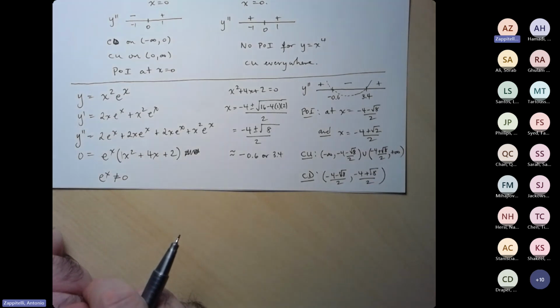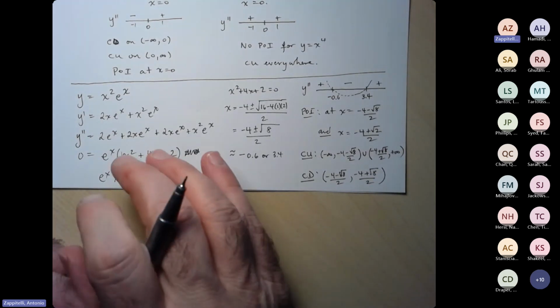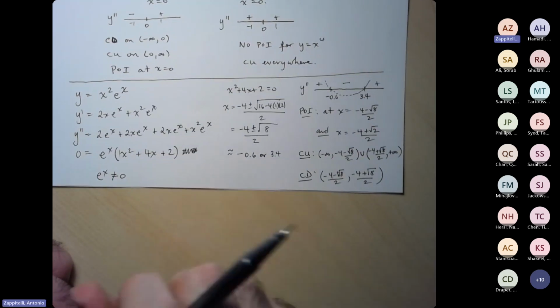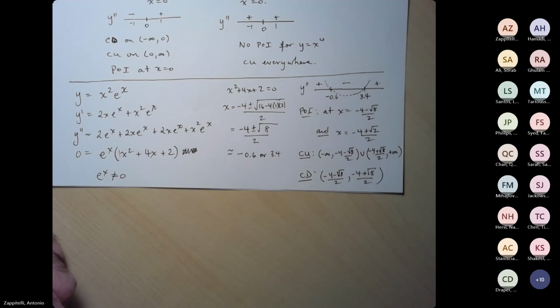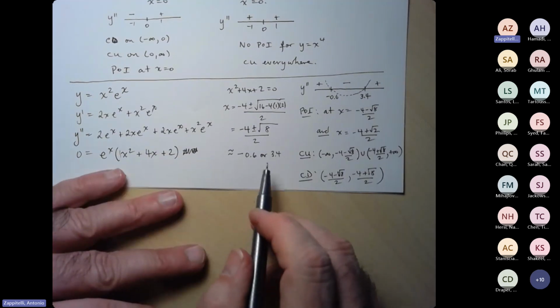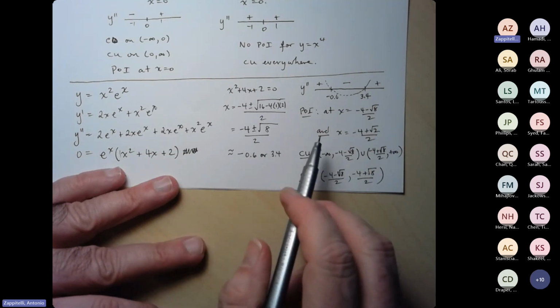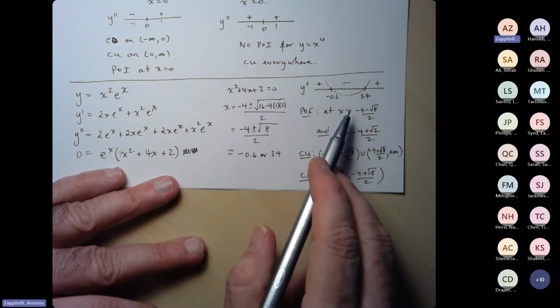And so now we're seeing how the first derivative gives us a whole bunch of information, and the second derivative gives us a whole bunch of information. In this case, it gives us when it's concave up and when it's concave down, and it tells us where we have points of inflection.